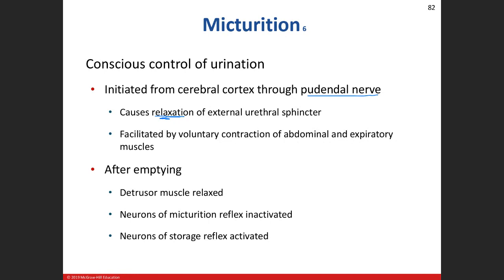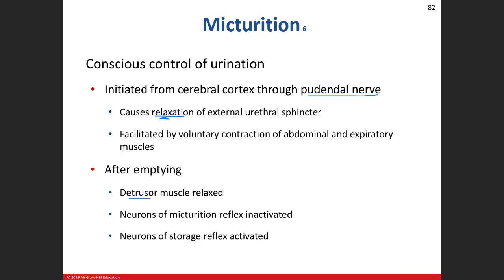If you take a deep breath and then bear down, increasing your intra-abdominal pressure, it's called the Valsalva maneuver. Then you can contract your expiratory muscles, and you can actually get pee moving a little bit faster here. So when you're all done, the bladder's empty, and now the detrusor muscle can relax.